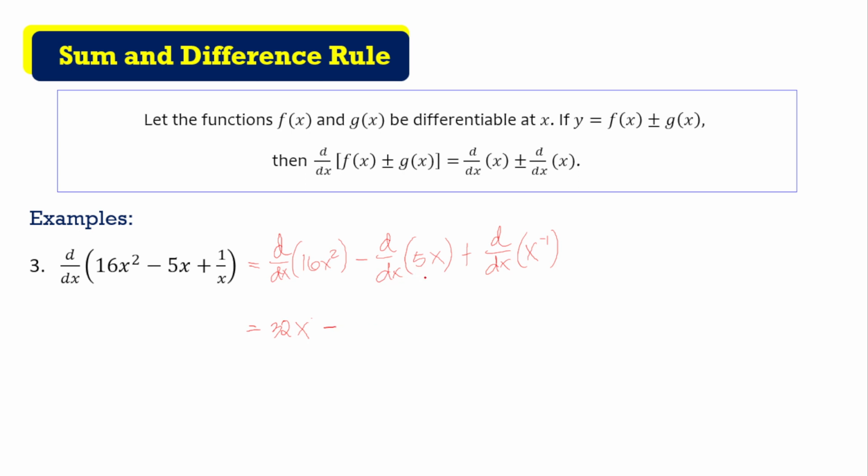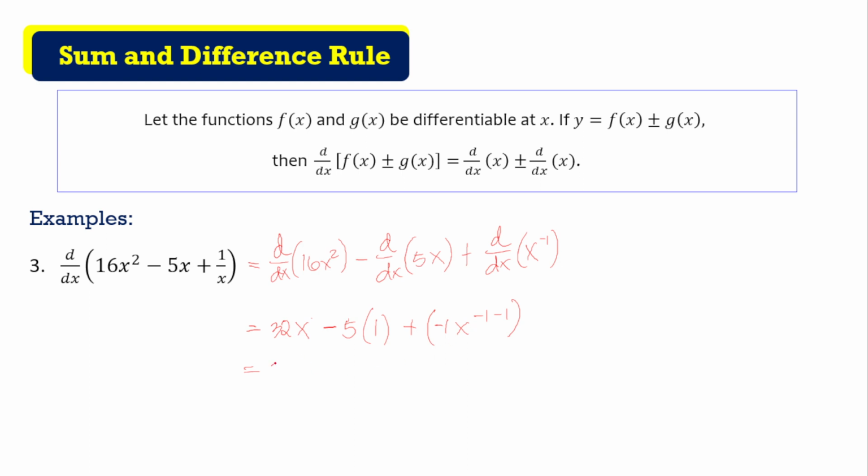The derivative of 5x, we can do that like the constant multiple rule. So 5, then get the derivative of x. We know that the derivative of x is 1, so we can just write 1. Then added by the derivative of x raised to negative 1. We know that by the power rule, we just need to multiply the exponent to the coefficient. So negative 1 times the coefficient 1 is negative 1. Then copy the variable, subtract 1 from the exponent. Then we get this expression.